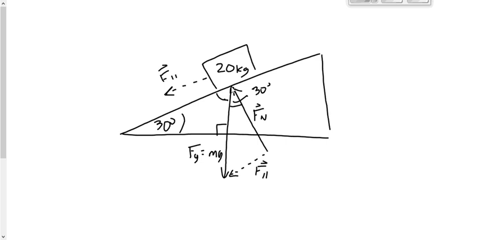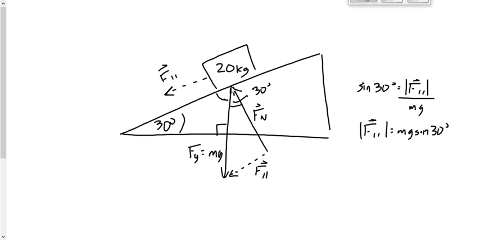We want to find F parallel. It's the opposite side of the triangle. We have the hypotenuse, mg. So we're going to say sine 30 degrees is equal to opposite, F parallel, over the hypotenuse, m times g. So F parallel equals mg sine 30, which is 20 times 9.81 times sine 30, which ends up being 98.1 newtons. How many people got that?